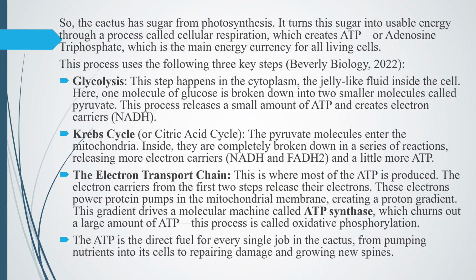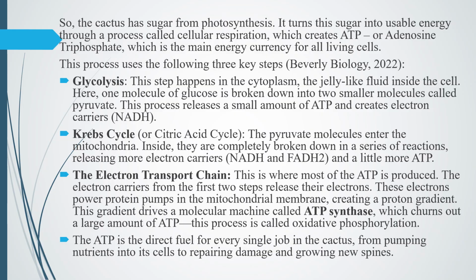The third step is the electron transport chain. This is where most of the ATP is produced. The electron carriers from the first two steps release their electrons. These electrons power protein pumps in the mitochondrial membrane, creating a proton gradient. This gradient drives a molecular machine called ATP synthase, which churns out a large amount of ATP. This process is called oxidative phosphorylation.